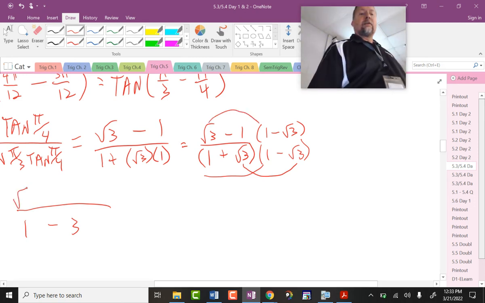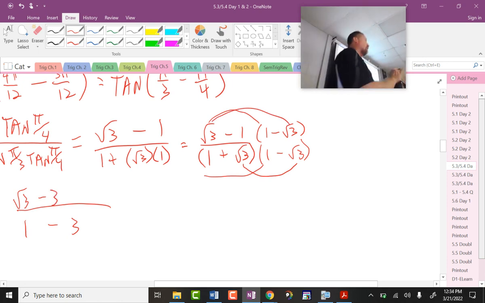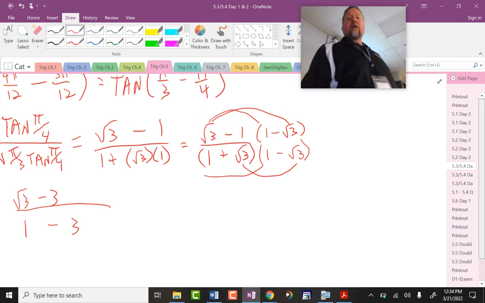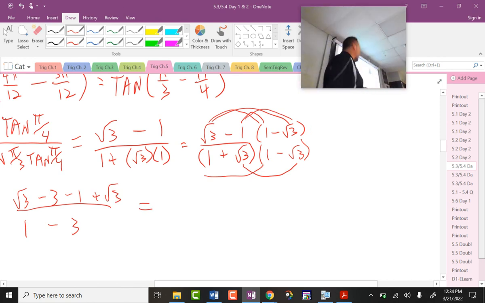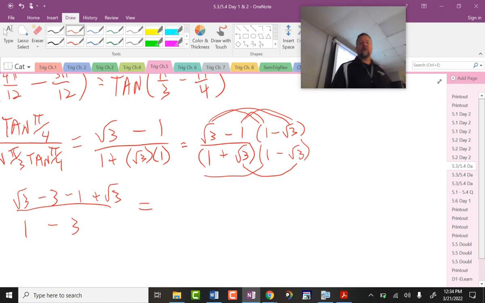Root 3 times 1 is root 3. Root 3 times negative root 3 is negative 3. So keeping yourself in order, drawing the lines, thinking about each product each time. This is not hard. It's just a little bit tedious, but I wouldn't even say it's really that tedious. And no, the numerator does not, those don't cancel the root 3s. They're both positive root 3s.